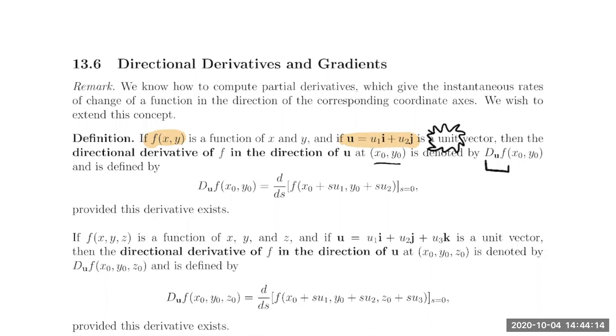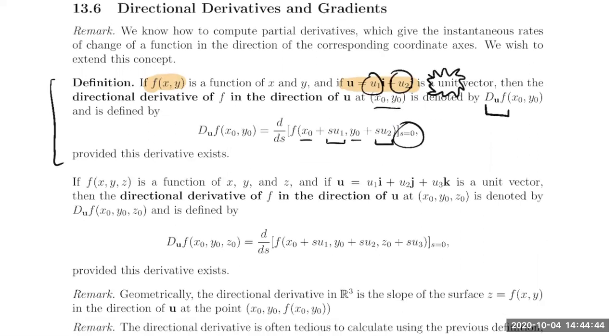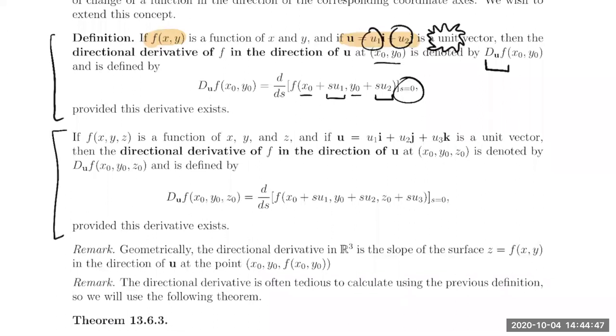to be the following. We're going to take the derivative with respect to s of f, evaluated at our point x naught, y naught, but then shifted by su1 and su2, where remember u1 and u2 are just the components of your unit vector. And then all of this, take the derivative and then evaluate at s equals 0. And this is all assuming that this derivative exists. So this first half of the definition is defining the directional derivative for functions of two variables. And then of course we just have here the following definition with three variables, adding that third component function in.